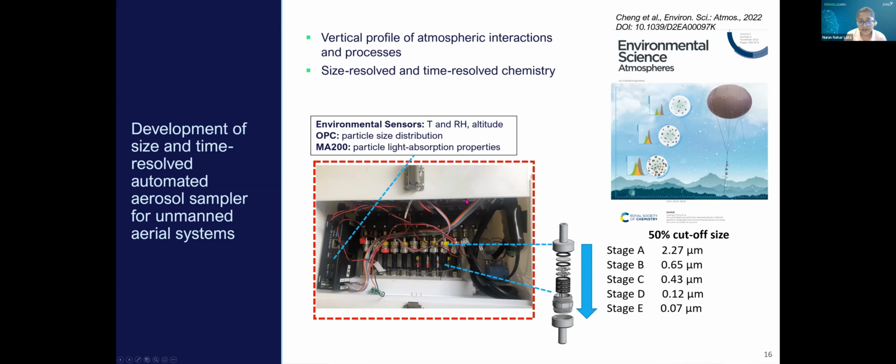This impactor system is easily deployable with a tethered balloon system, so that we can collect aerosol particles at different altitudes. The impactor system is very lightweight, and it can be deployed with a tethered balloon system, or one can do ground-based measurements as well.